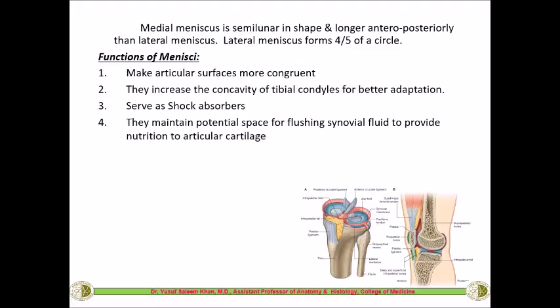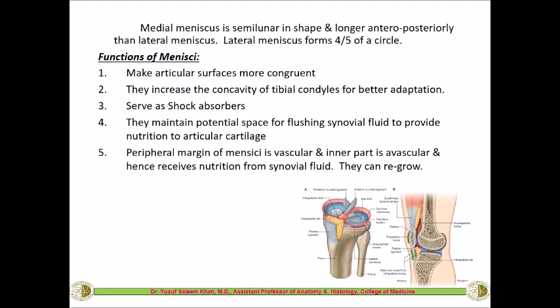They also maintain potential space for flushing synovial fluid to provide nutritional supply to the cartilages. If these two bones come very close to each other, there is no space, and the synovial fluid cannot flow through, and then there will be a deficiency of nutrition to the articular surface, especially the articular cartilage, as well as a small part of these bones which are also supplied by the synovial fluid. So the synovial fluid provides nutrition to the surfaces, and this is done by keeping a space between the articular surfaces.